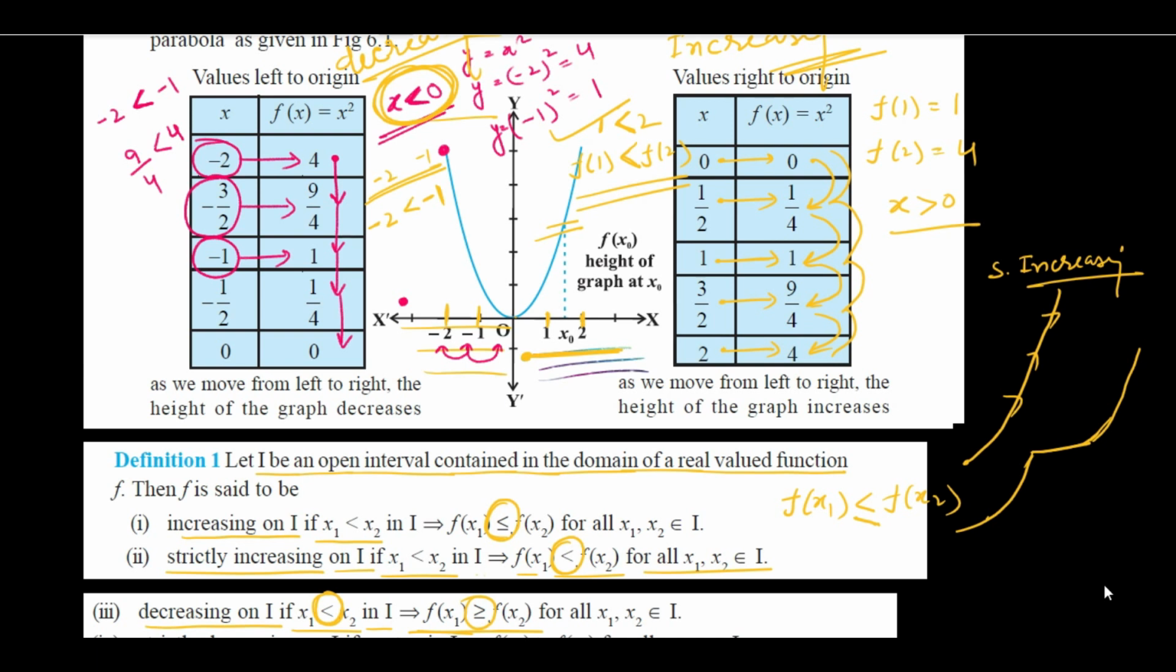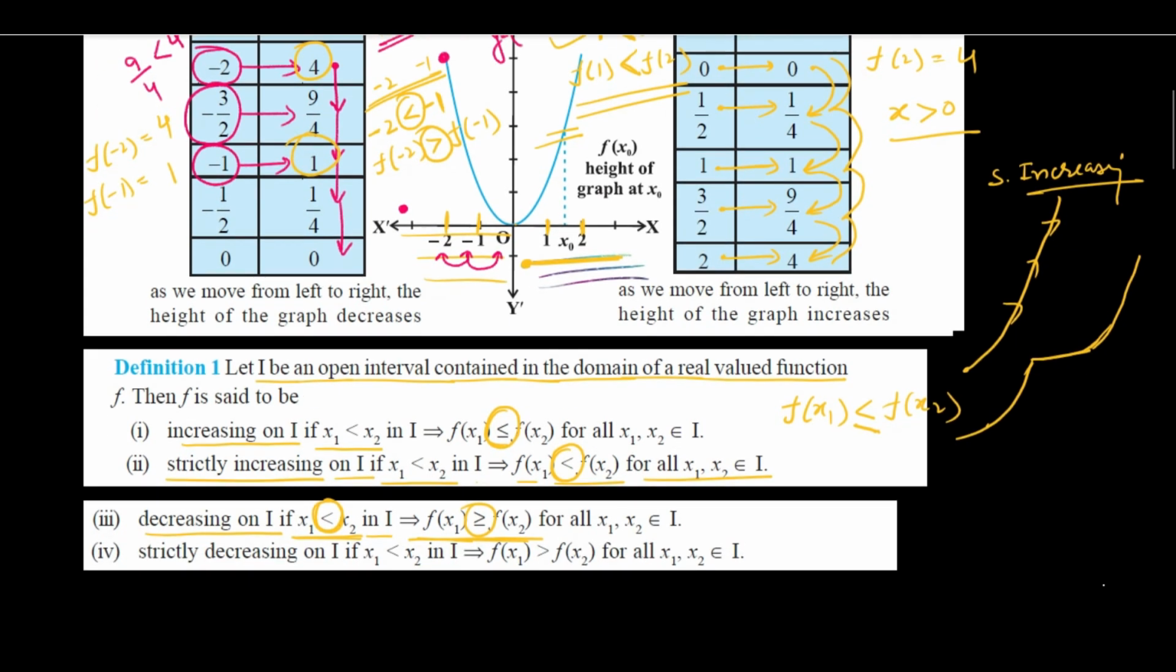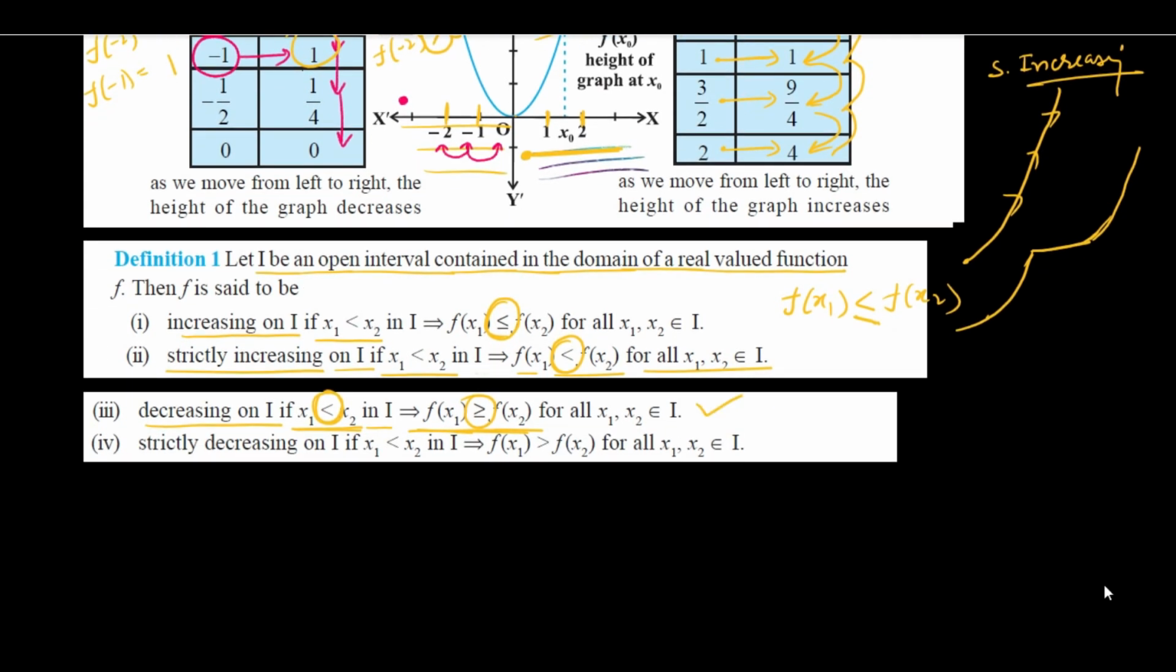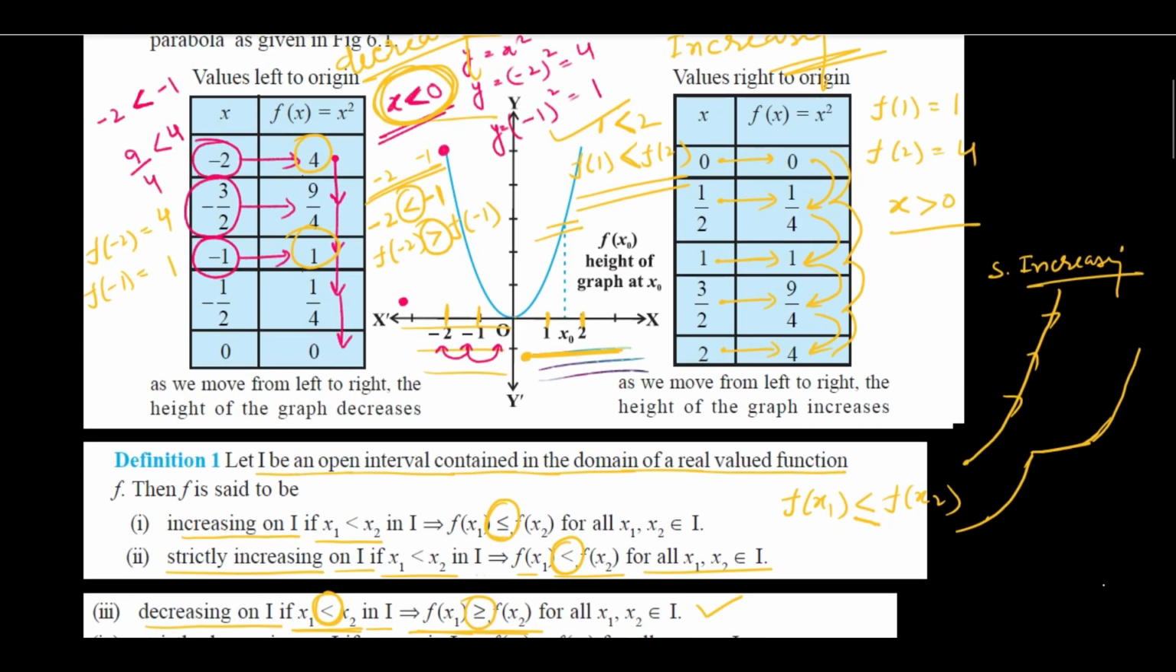Clear? Then if you find the value of f(-2), you will get 4. The value of f(-1) is 1. Here you can see f(-2) is greater than f(-1). Here we are using opposite signs. x1 is less than x2 but f(x1) is greater than f(x2), so the function is decreasing. Clear?